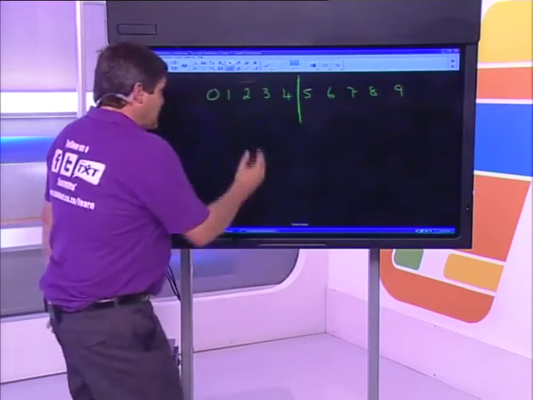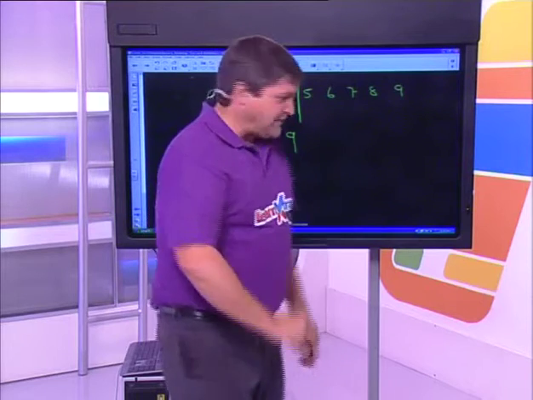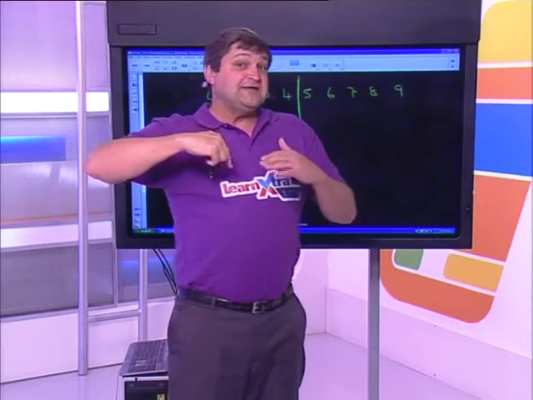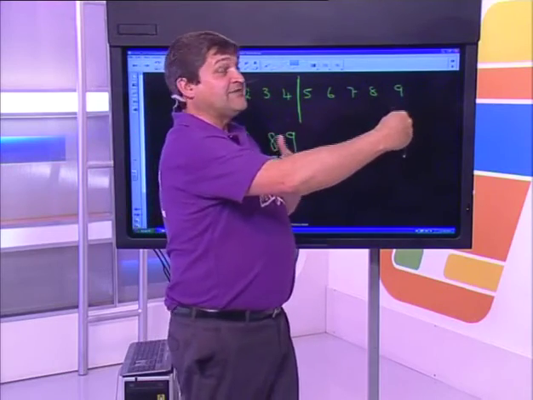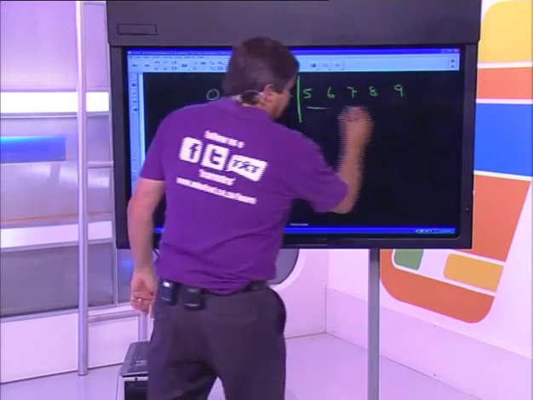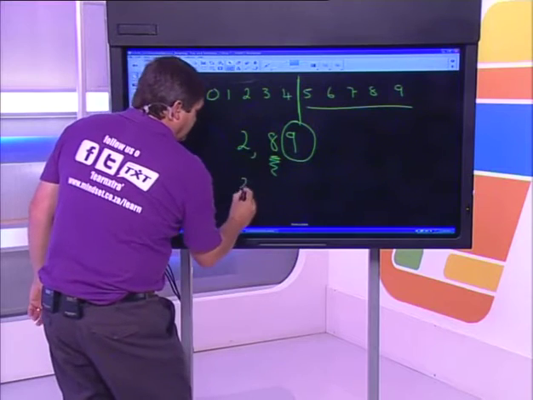So if I'm rounding and I give you 2,89 and I'm saying round to 1 decimal place, this is the guy that's going to either stay the same or go up. If the next digit's a high number, that 8's going to go up. And 9 is one of my big numbers. So because that's a big number, my 8's going to go up, and I'm going to have 2,9.